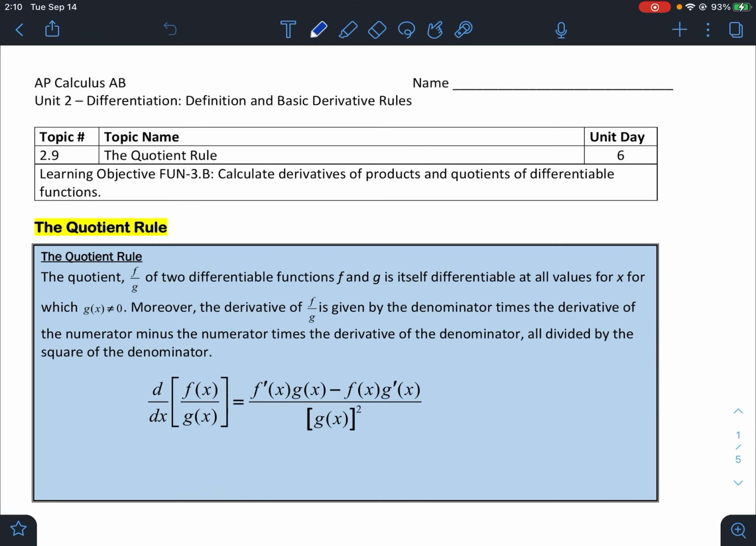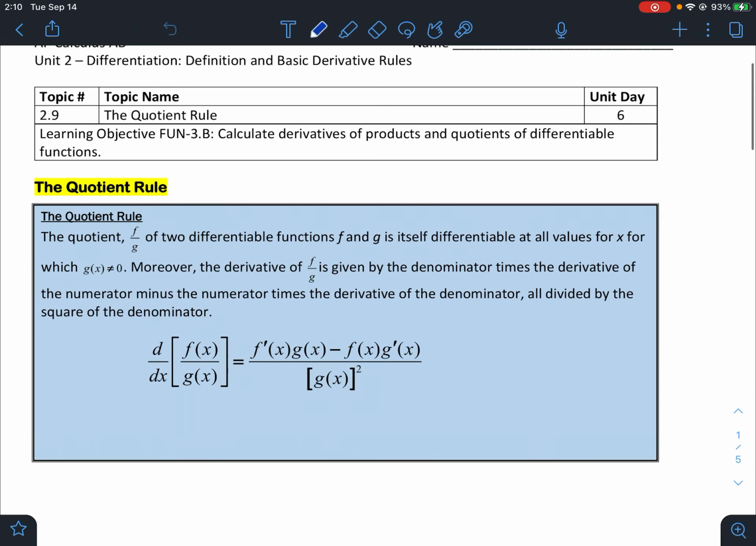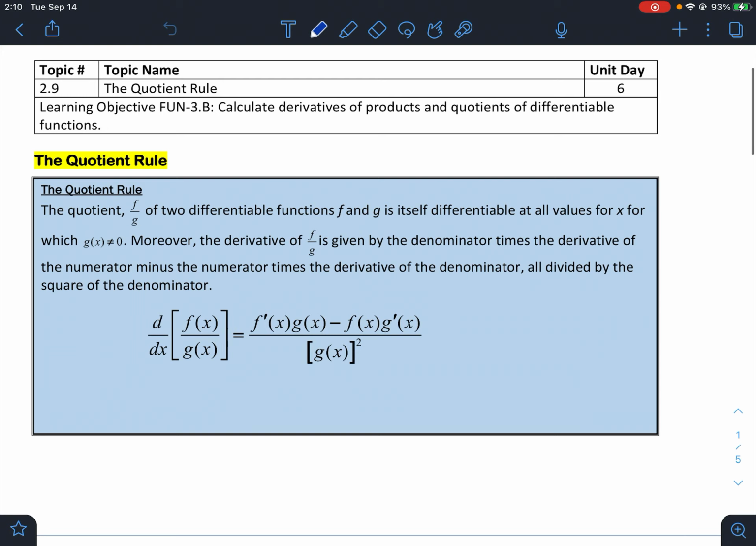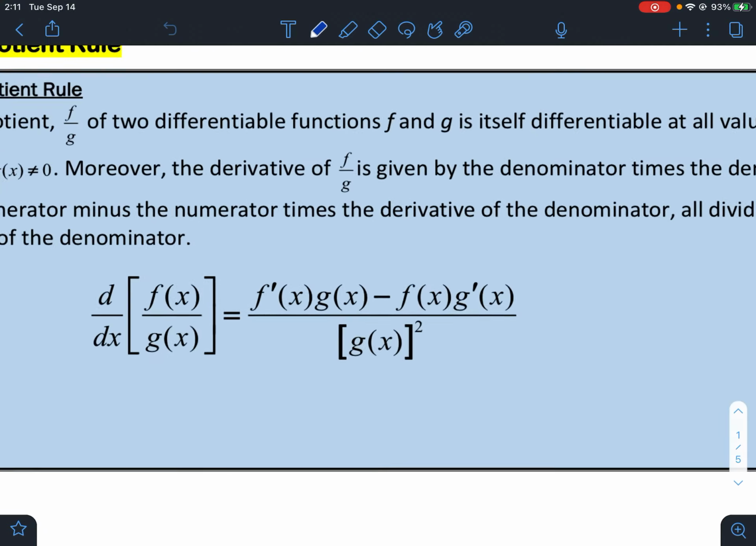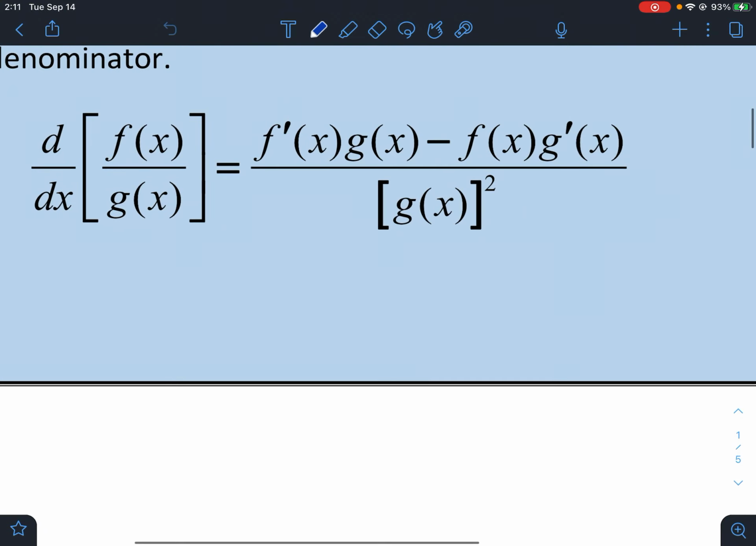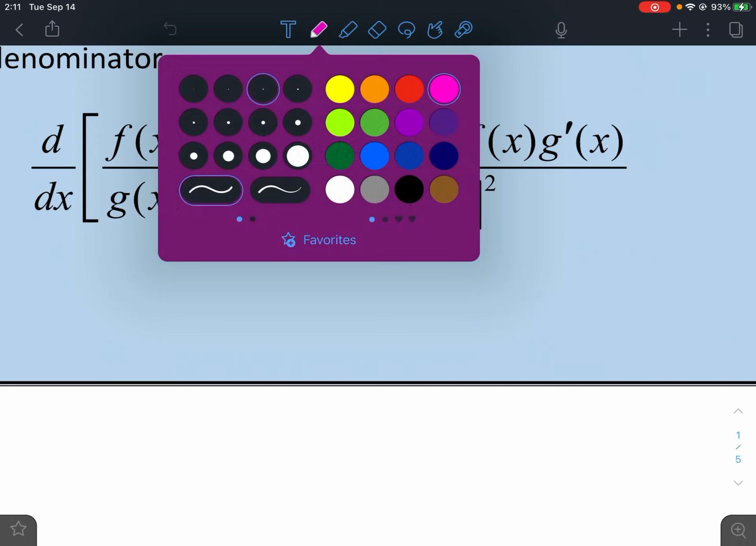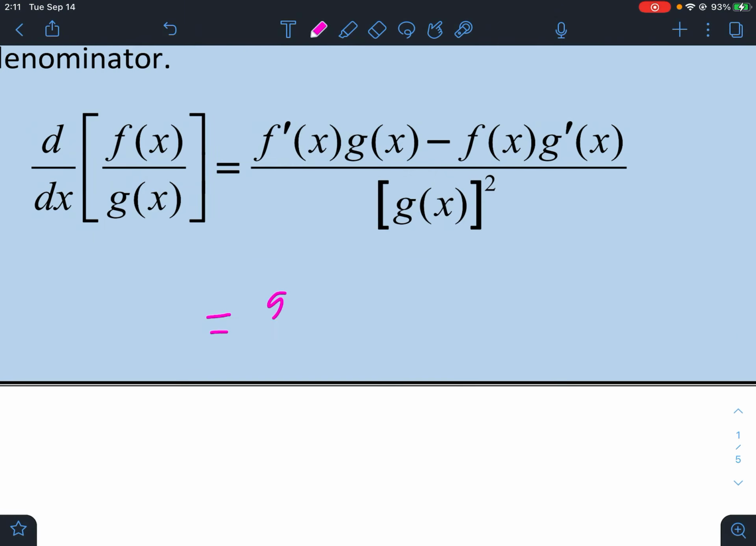So the quotient rule of two differentiable functions f and g obviously can't happen when g of x would equal 0, because then we have a 0 in the denominator. But the actual rule itself is given here. Now some people write it like this. When I write it, I usually switch these two. So I would probably write it more like this, and this is how I always remember it.